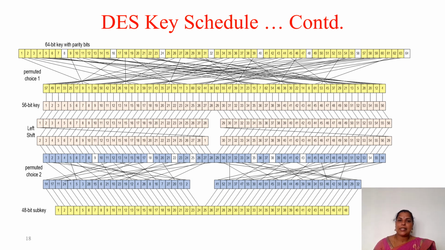So this is the pictorial representation of the key schedule. First we have the 64 bits, then the parity bits 8, 16, 24, 32, 40, 48, 56 and 64 are removed. 8 bits are removed from the 64 bits, and with this permutation we get 56 bits. Then this 56-bit value is divided into left and right halves, which are shifted, and then passed on to the permuted choice. Then again we remove bits 9, 18, 22, 25, 35, 38, 43 and 54, and we get a 48-bit key. That is passed on to permuted choice 2 and we get a 48-bit subkey. This is applicable for all the rounds.